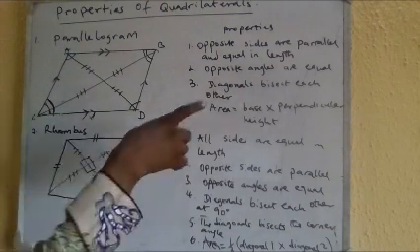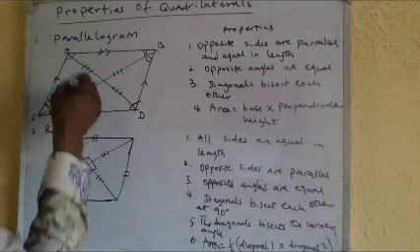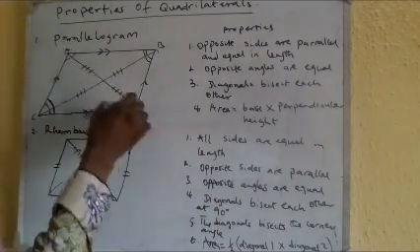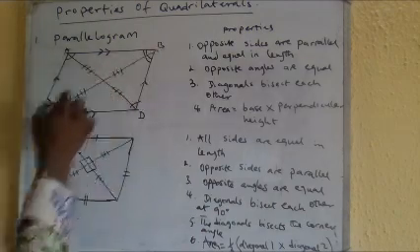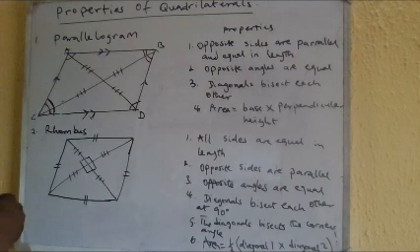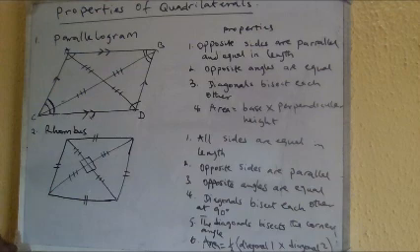The diagonals bisect each other. Bisecting means that this diagonal AD will cut BD into two equal halves, and the same thing the other way. Diagonals bisect each other, and the area of a parallelogram is base times perpendicular height.